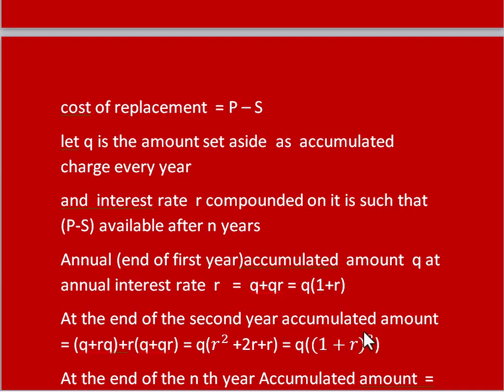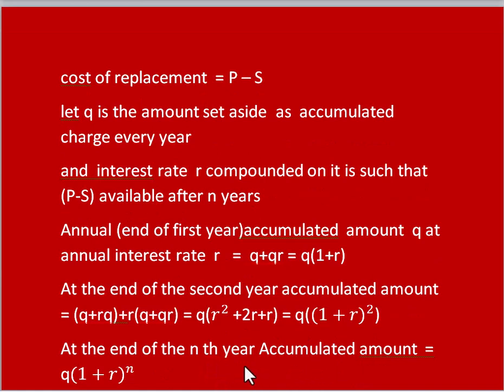Similarly, at the end of the second year, the accumulated amount can be calculated like this. This will become the principal for the second year. So write as it is Q into 1 plus r, plus, repeat this as it is, but multiply with the rate of interest, that is small r. So then this becomes the total accumulated amount at the end of the second year. After simplification, taking Q as common, we get Q into 1 plus 2r plus r square, and this can be written as Q into 1 plus r whole square.